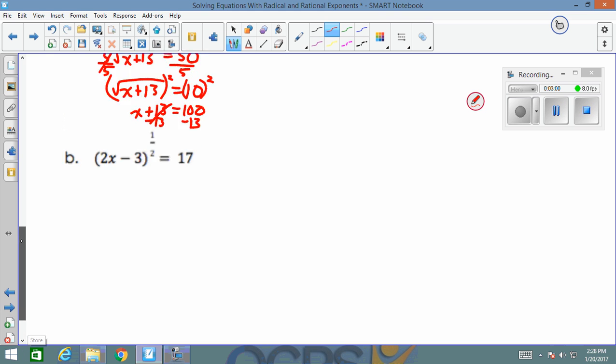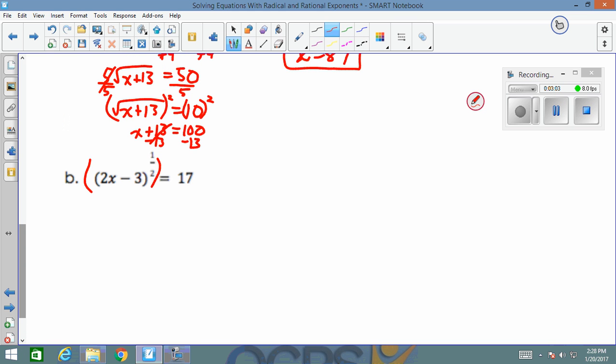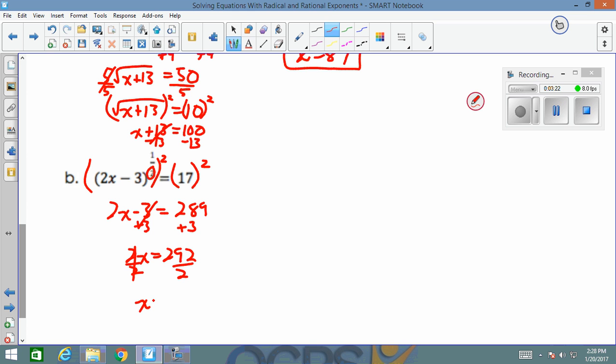Okay, and this one, we're going to square both sides because the bottom number in that denominator is 2. We get 2x minus 3 equals 289. Add 3 to both sides. 2x equals 292. Divide by 2. So you get x equals 146. Okay. Those are just some examples of solving.